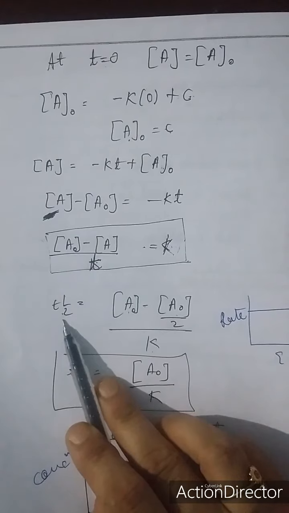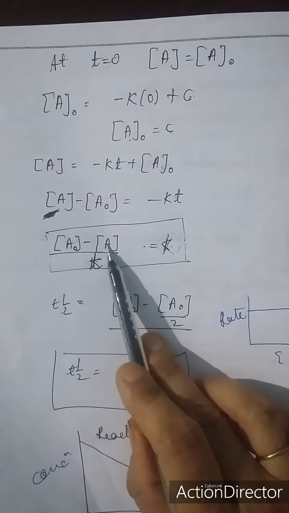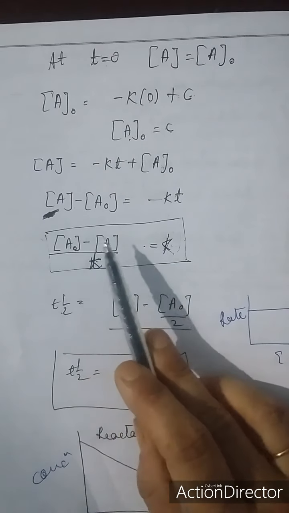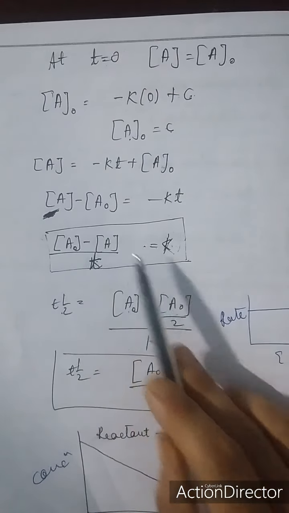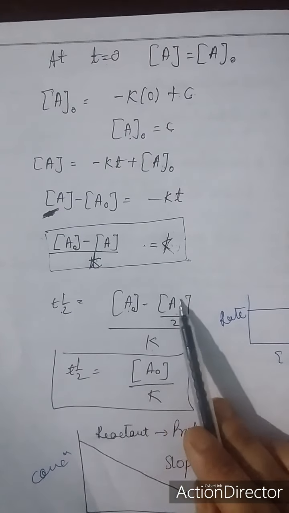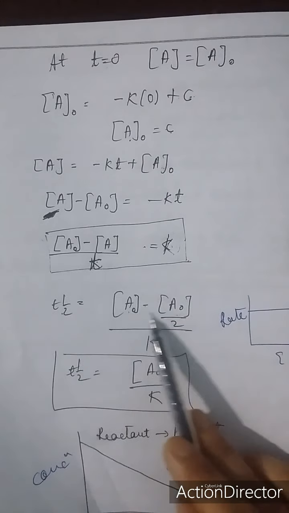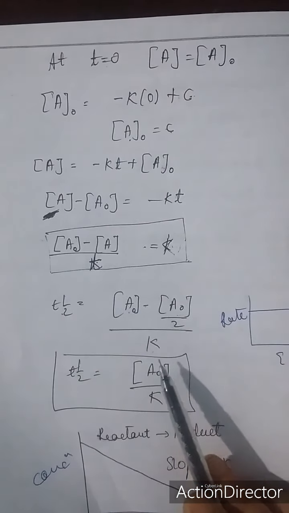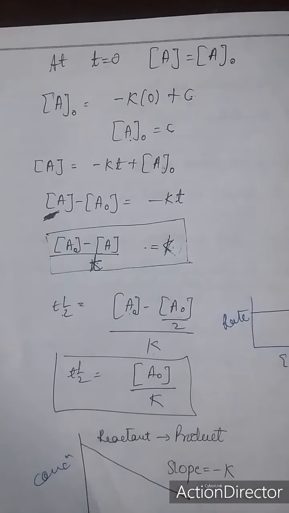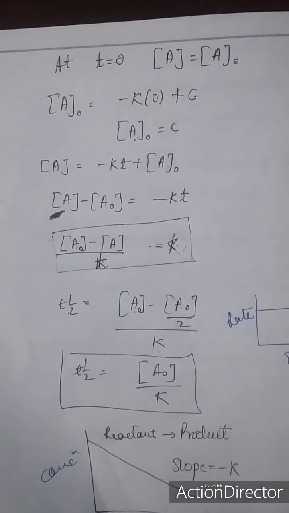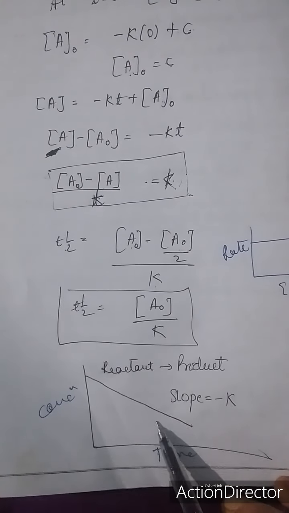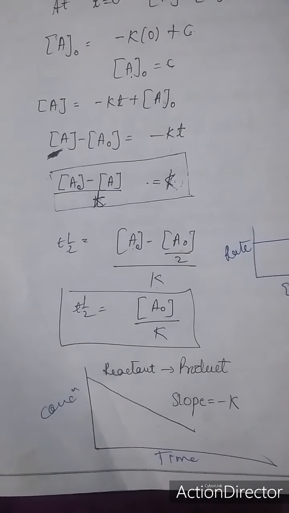Now we'll be finding out the half-life. Half-life is when the final concentration is half of the initial concentration. So this is the initial concentration, this one is final. So finally you will be taking half of initial. So t half will be A0 minus A0 upon 2, upon k. Take the LCM of this, and finally on solving, t half you will get A0 upon 2k. Now when we see the graph of concentration against time, you will get a graph like this with slope equal to minus k.